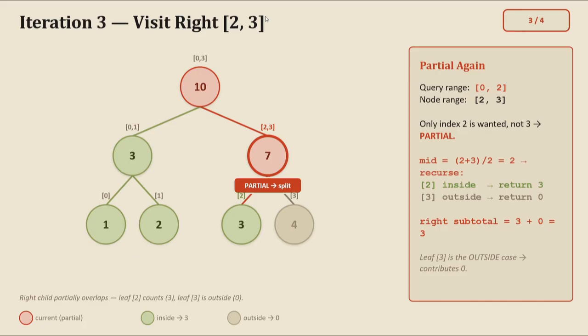We split again. Mid is equal to (2 plus 3) divided by 2, which is 2. We recurse into left child index 2 to 2 and right child index 3 to 3. For leaf node index 2 to 2, the range 2, 2 is fully inside 0 through 2, so we return its value, which is 3. For leaf node range 3 to 3, the range is completely outside index range 0 to 2. Index 3 is beyond our query boundary, so we return 0. Right child subtotal: 3 plus 0 is equal to 3.